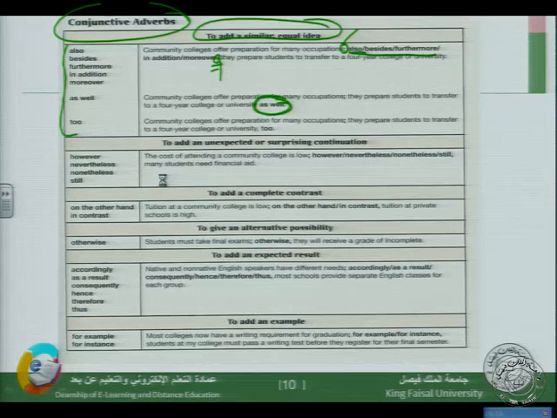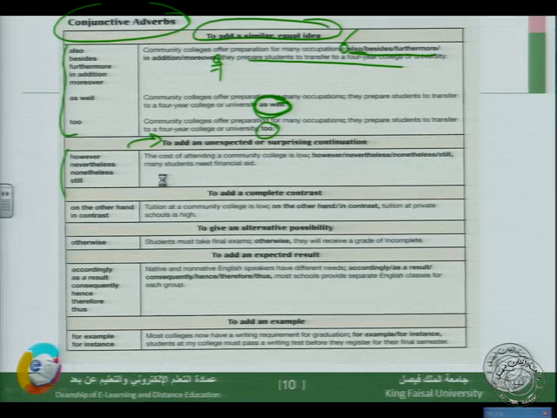لاحظوا also جاء ما بين independent clause، بعدين جاء بعدها conjunctive adverb، وبعدين جاء clause آخر جاءت بالنص. As well comes at the end. To, it comes at the end. However, nevertheless, nonetheless, still is used to add an unexpected or surprising continuation. Okay. يعني هنا بيكون في شيء غير متوقع بنستخدمهم.